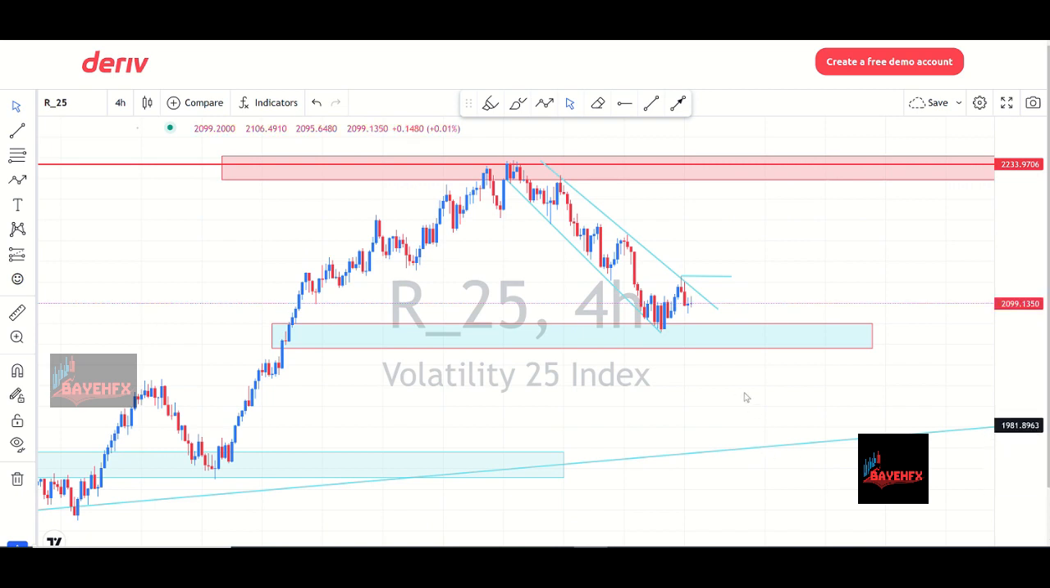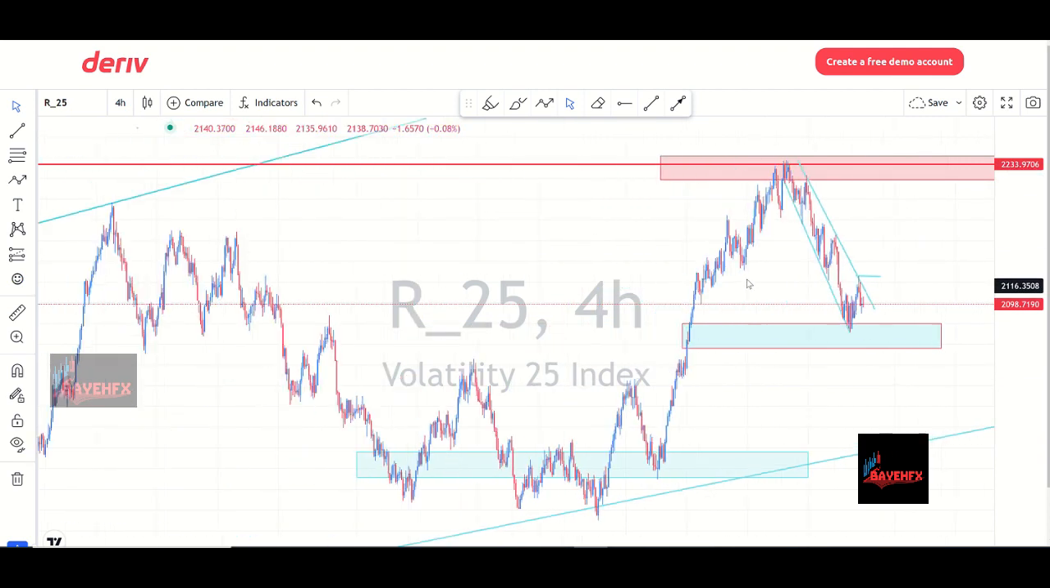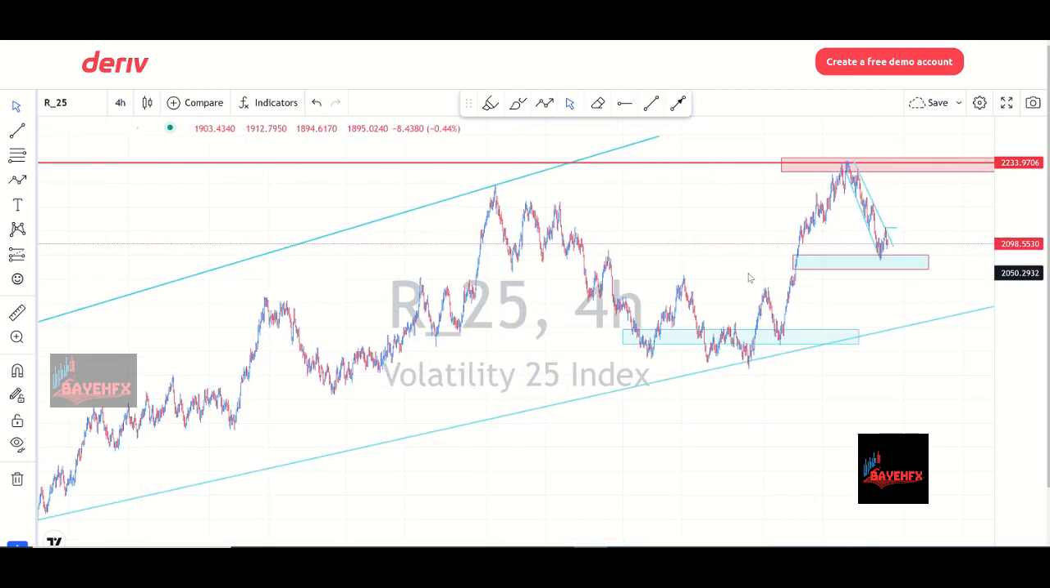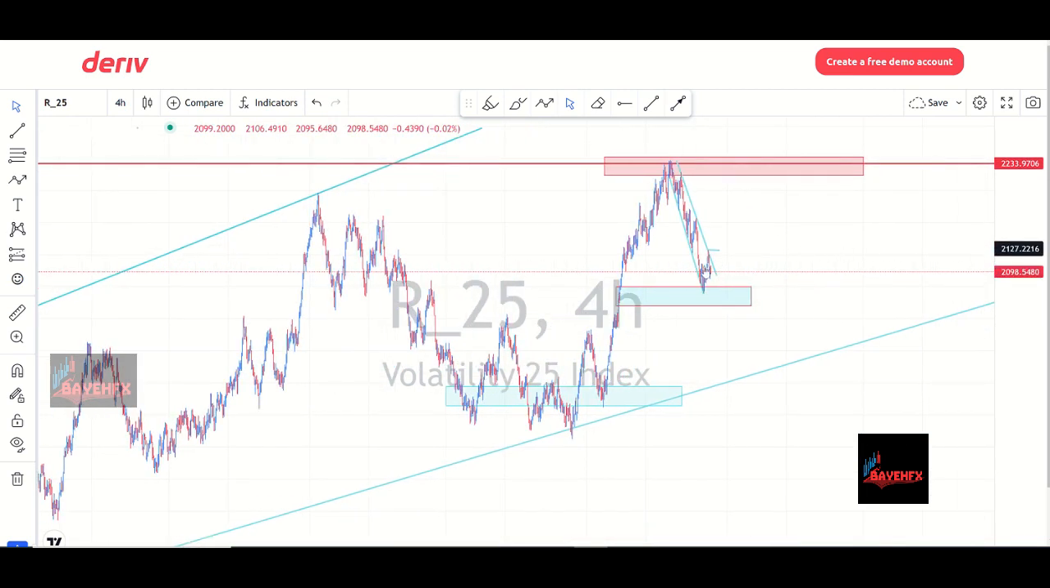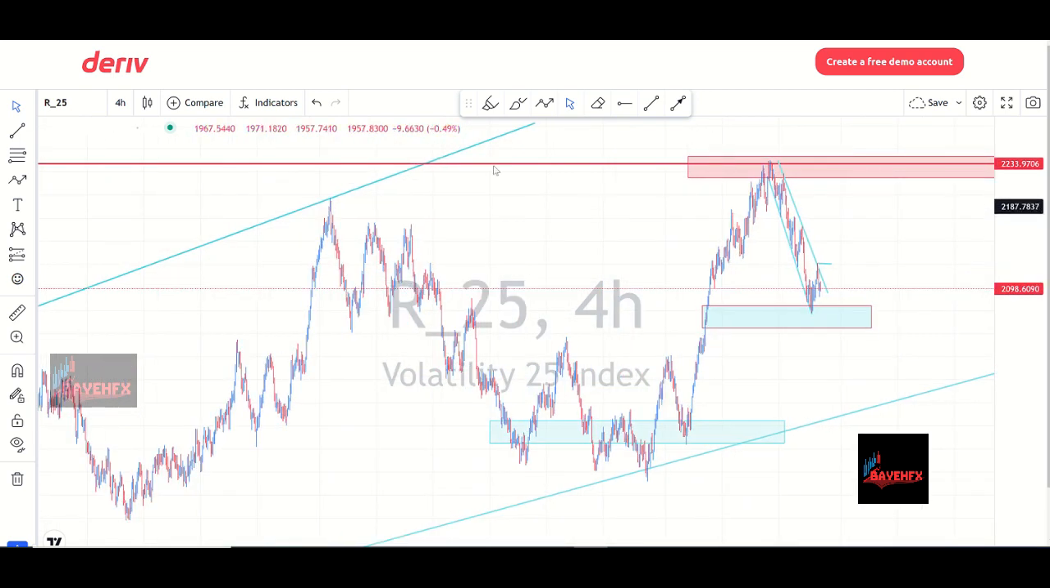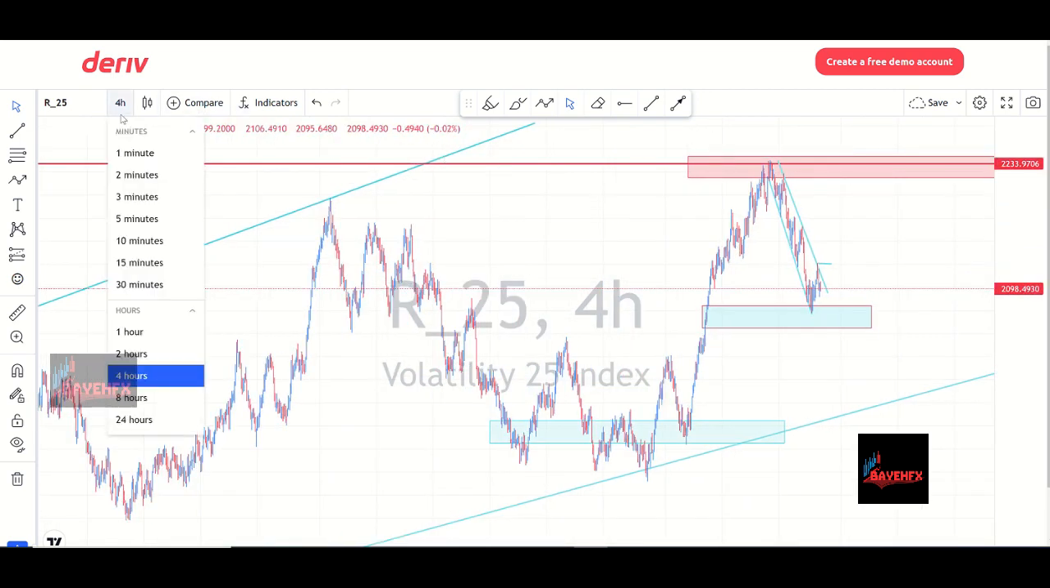So we might ride down, and the 90% will be around this particular zone, then it starts buying again to continue the bullish push to the upside. So it's just a rejection to continue back up on VIX25. So let's go down to the 1 hour time frame.